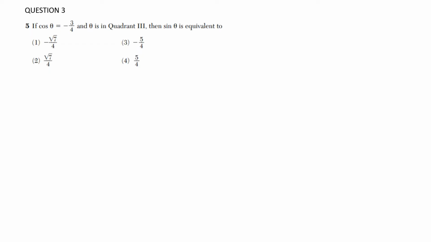So if cosine theta equals negative 3/4 and theta is in quadrant 3, then sine theta is equivalent to? We can do it in the same two ways as we did the previous question. I'm going to elect to do it the math way, where I just draw it out myself. So we know this is in quadrant 3, so the triangle is going to be here. This is our theta. We know cosine is adjacent over hypotenuse. Adjacent is 3, hypotenuse is 4.